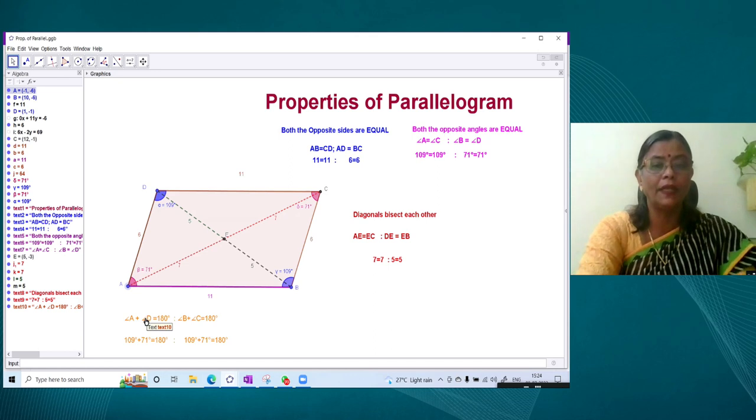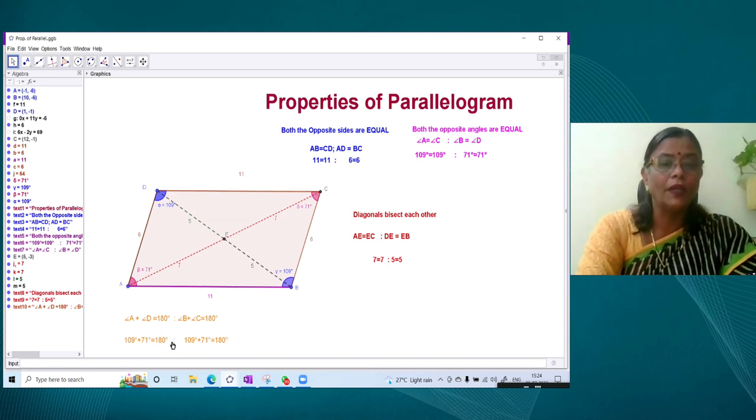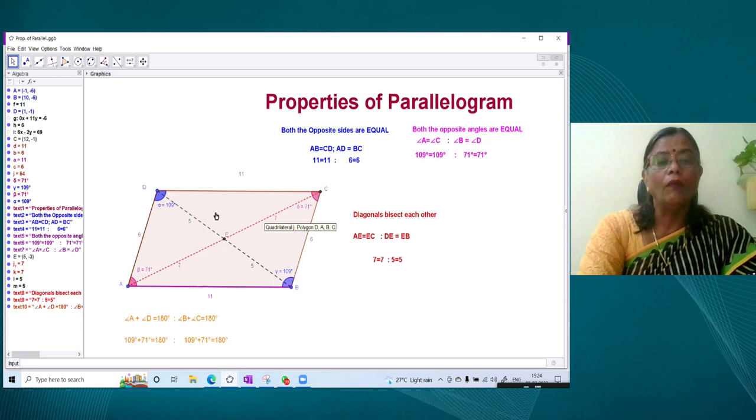I have written that result here. Look at the result shown below. Are you able to read this? Yes. And angle A plus angle D is 180 degrees. So, 109 plus 71 is 180 degrees. Likewise, angle B, because these two lines are parallel to each other. Now, what is the scene in this parallelogram? Can you see that opposite sides are equal? Look, AB and CD are equal, as well as AD and BC are also equal.